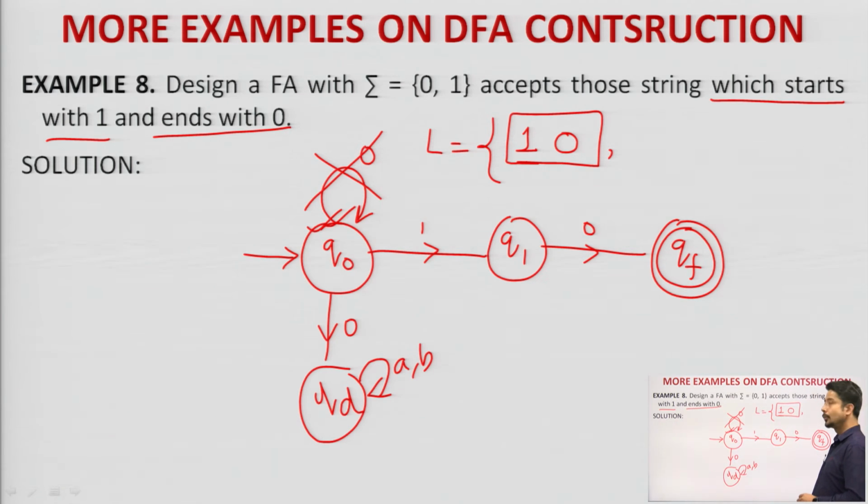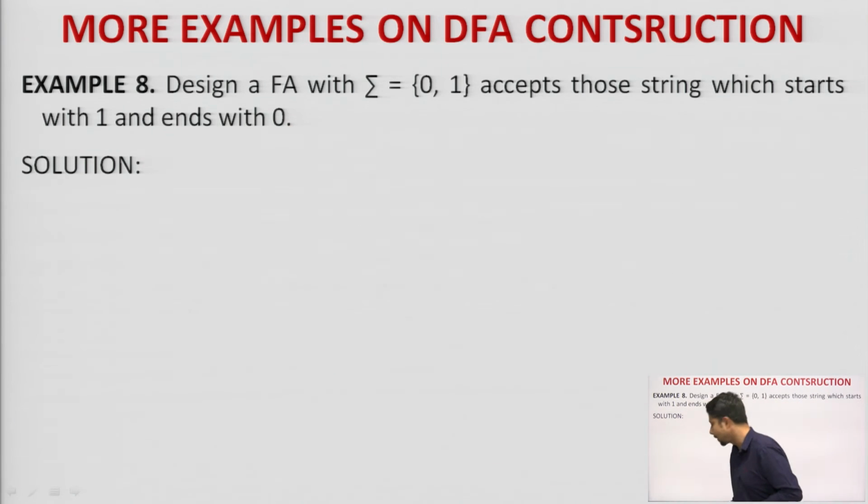I have to now go with q1. From q1 only the 0 transition is going out, the 1 transition is not going out. So, can I take a self loop over here? Yes, I can take a self loop. So, like this you need to analyze. Therefore, the final diagram for this will be like this.